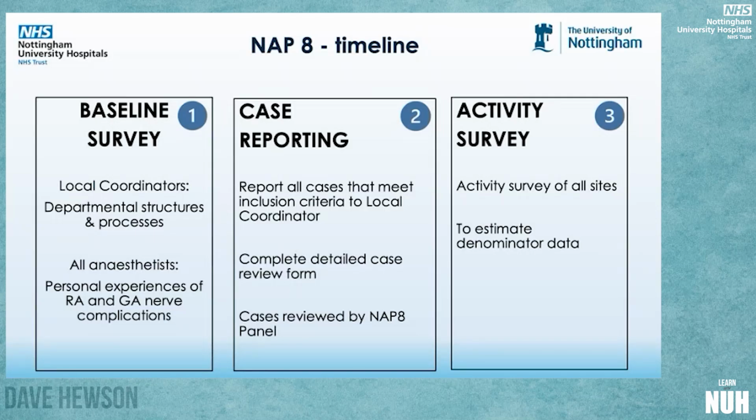Then there's the case reporting phase, which is often called the registry phase, lasting 12 months, where NAP will want all individual clinicians and local coordinators to submit forms and log cases that suffer the harms that I showed on that previous slide. And then there's the activity survey part, which is to calculate the denominator data. Each organisation will put in two or three days' worth of data for all activity at that trust.